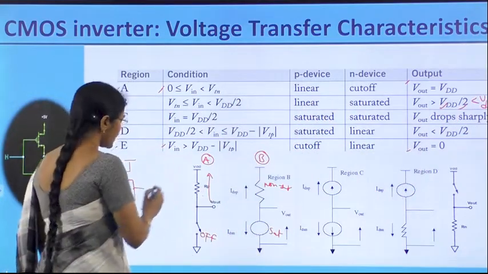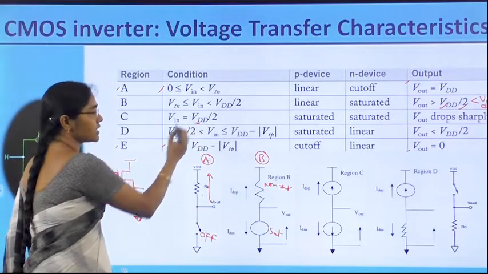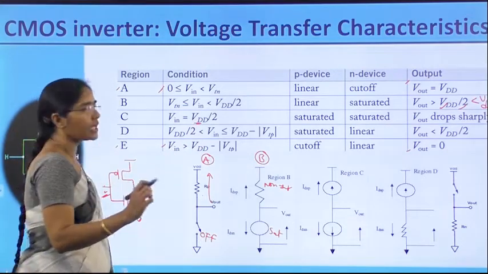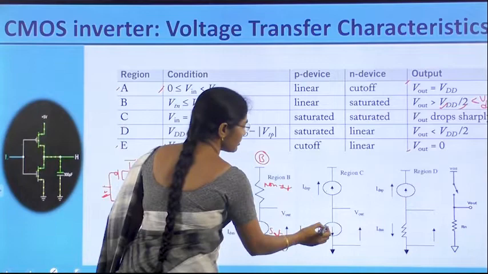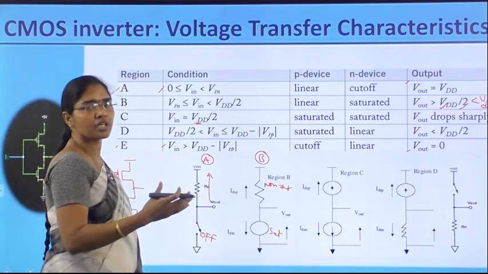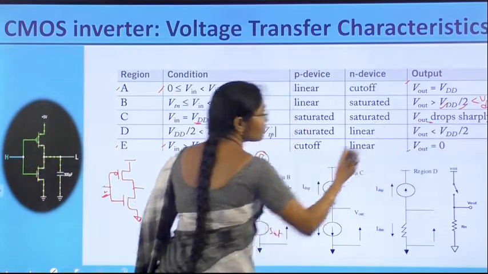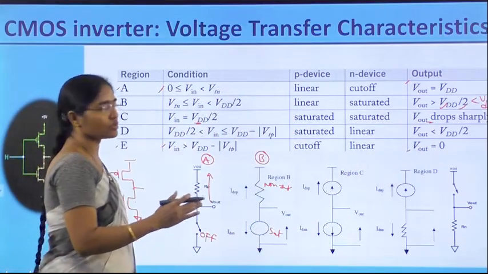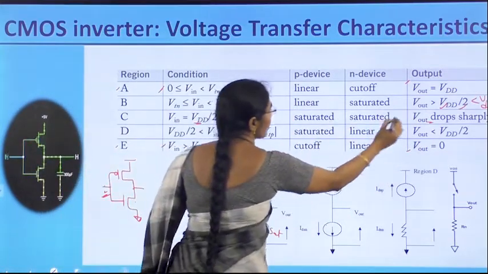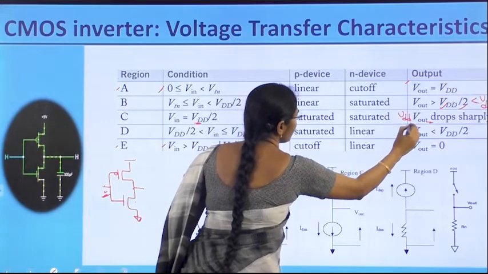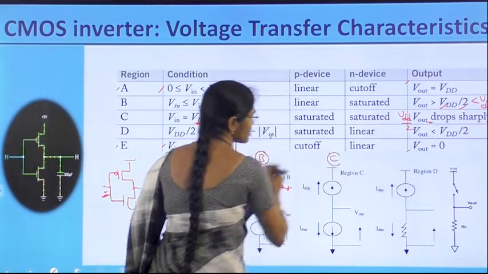Then the input is increased to VDD by 2, and both transistors will be in saturation. It is the maximum current flowing in the circuit in that region, and the output is also equal to VDD by 2. So the output drops and is equal to VDD by 2 in the region C.